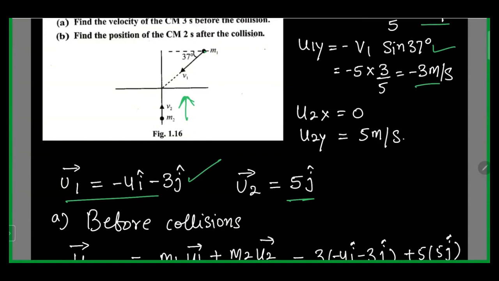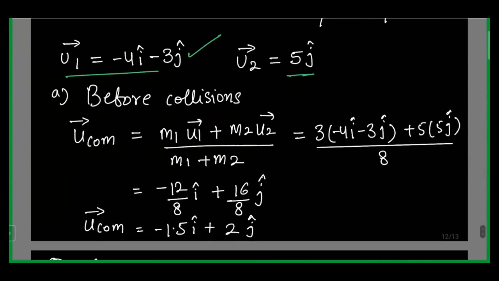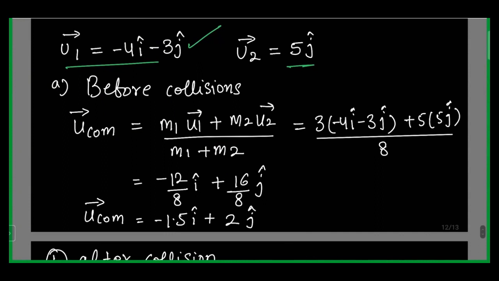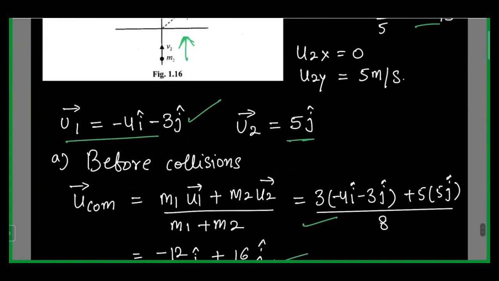So you know u1, you know u2. How do you find u cm? You know, m1 u1 plus m2 u2 divided by m1 plus m2. So if you simply put the values of masses and velocities, you will get a very simple answer of minus 1.5 i cap plus 2 j cap. It is very simple to do. Anyone can do this simple mathematics. Okay, so this was a good approach to solve the problem.